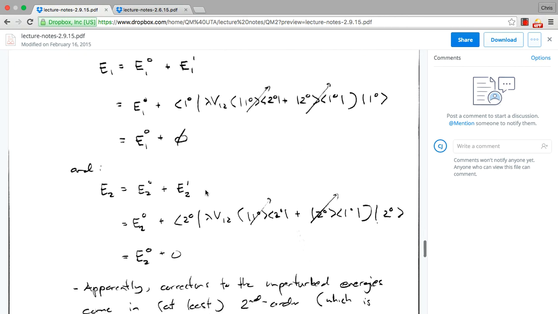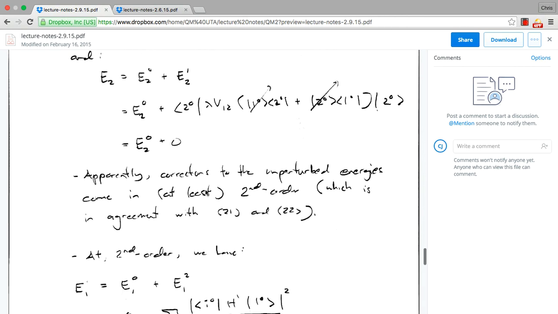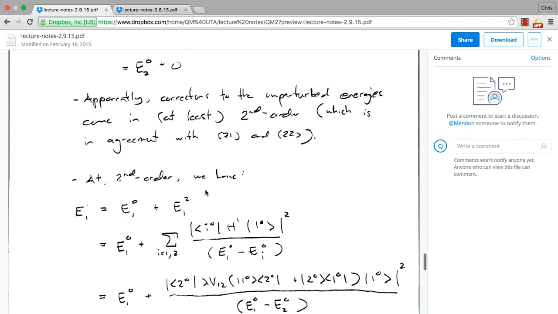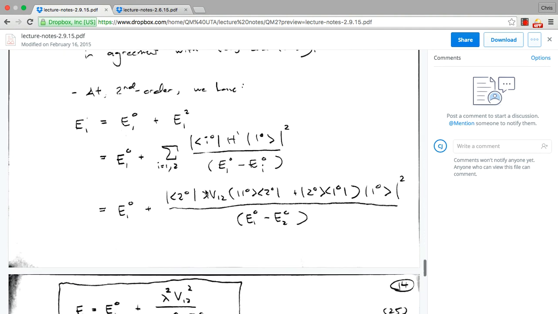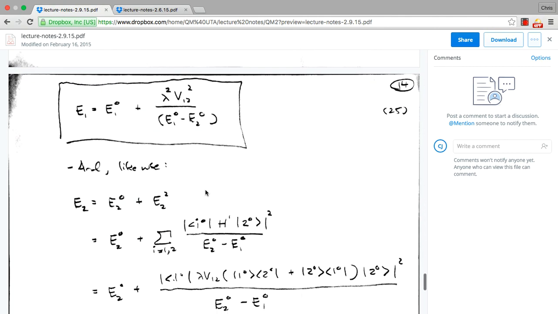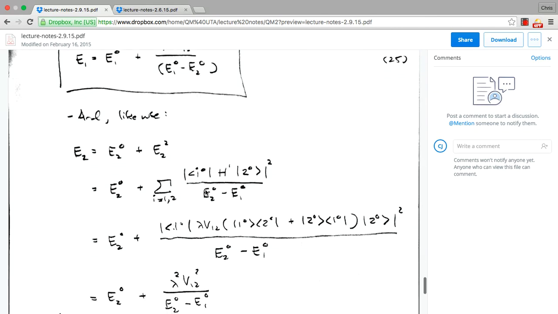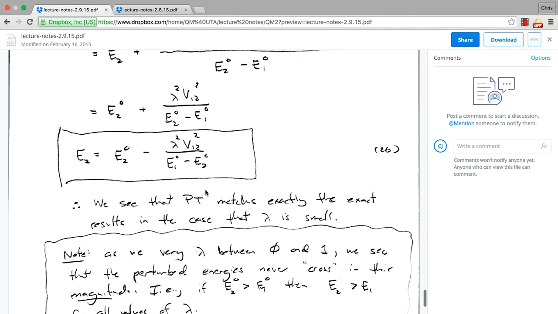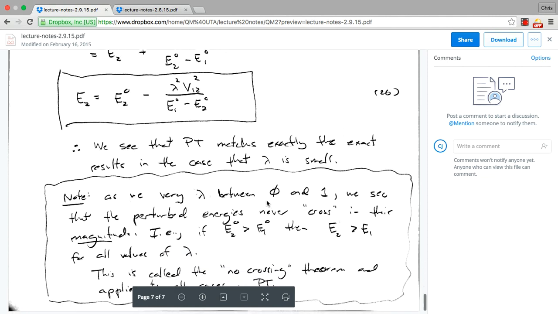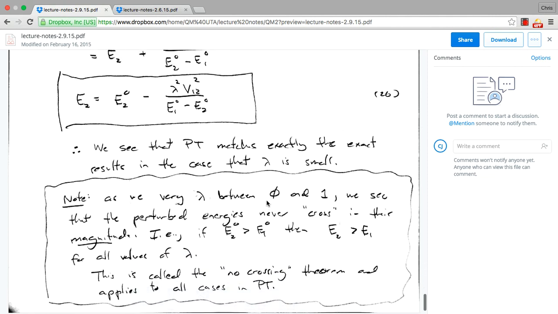Okay, so this was a simple case where we could solve it both exactly and apply our perturbation theory, and we can see that at least to lowest order we're getting the same terms. We're getting the same values. And this isn't always the case, but the perturbation theory is just meant to give you a very good approximation to the exact solution. So we see that perturbation theory matches in the case of a small lambda.